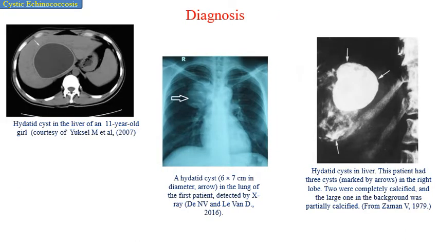The pictures show hydatid cysts in the liver of an 11-year-old girl. Hydatid cysts measuring 6 to 7 centimeters in diameter arose in the lung of the first patient, detected by X-ray methods. Hydatid cysts in the liver: the patient had 3 cysts marked by arrows in the right lobe. 2 were completely calcified, and the large one in the background was partially calcified.